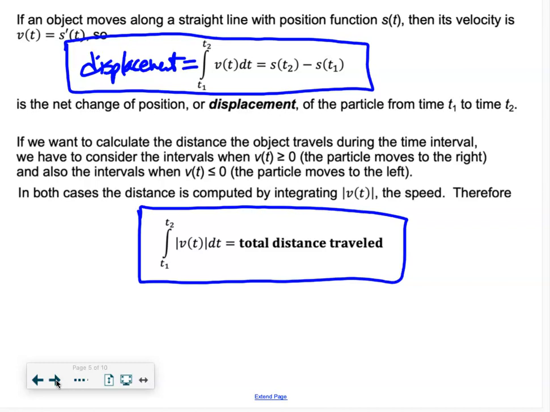Now remember, there's a difference between distance and displacement. Displacement is your net change in position, how far you are from where you started. Distance is the total amount that your feet moved, the total amount that you've traveled. So with distance you have to do something special. Distance is the definite integral of the absolute value of the velocity. Displacement is just the definite integral of the velocity. You have to know both of these.